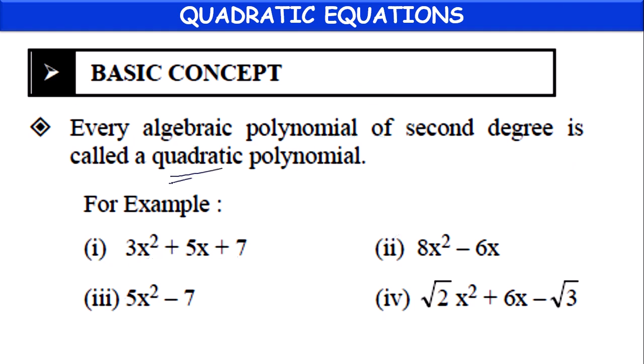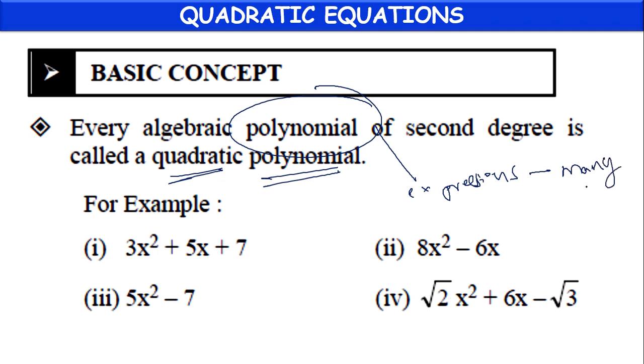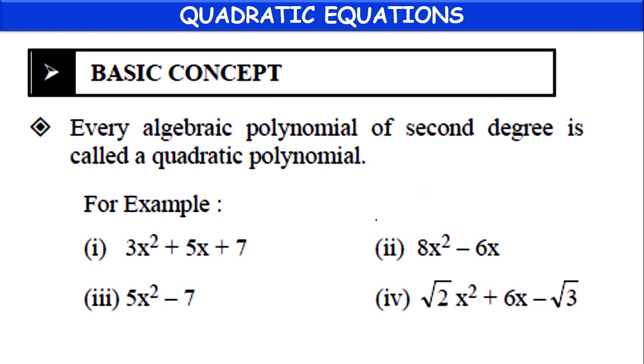So what is a quadratic polynomial, children? A polynomial means an expression having many terms. So an expression having many terms, if its degree is 2, or if its highest power is 2, it is considered a second degree equation, and it is also considered a quadratic polynomial. So this is the basic concept.